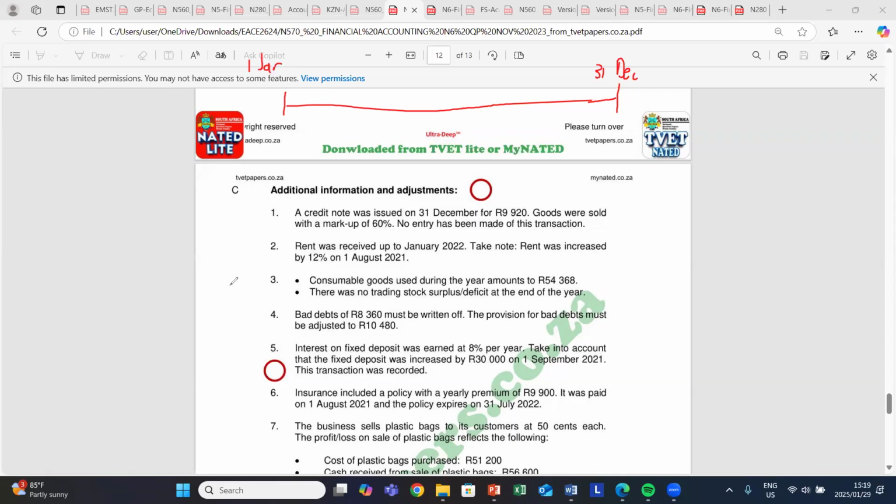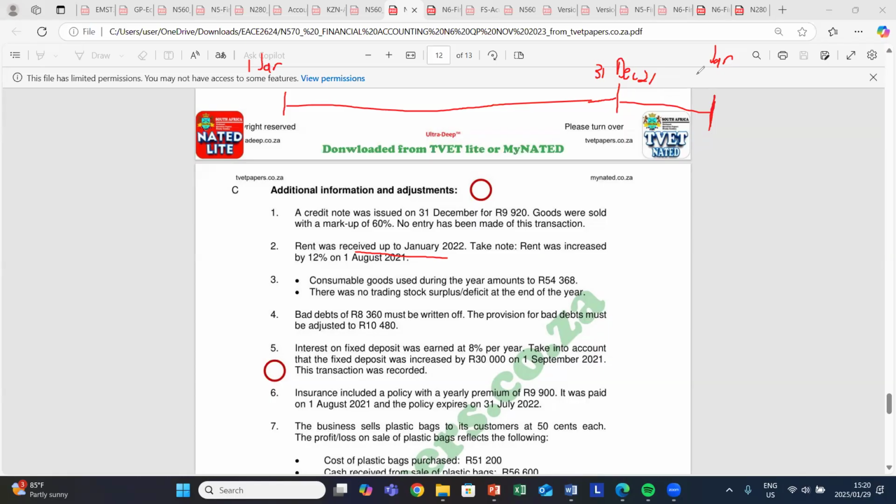For my transaction, what does it say? It states that you received your rent up until January 2022. Our financial year ends on 31 December 2021. But the transaction says that you received your rent up until January, meaning you received your rent for 13 months. You're not supposed to receive rent for January. In that instance, you'll call it income received in advance. You're not supposed to receive rent for that 13th month.